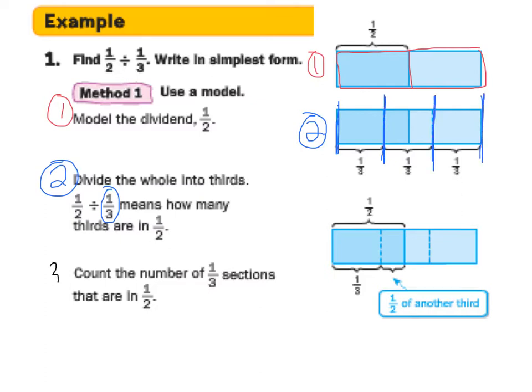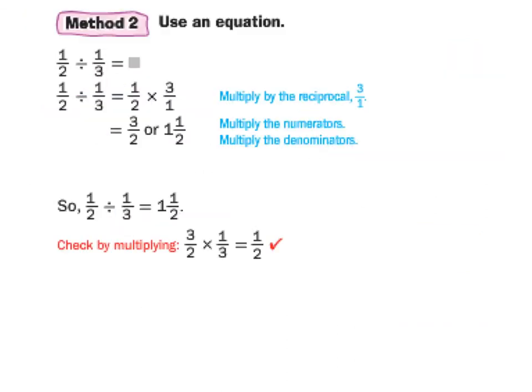And then step 3, they said count the number of 1/3 sections in a half, and so that's represented here in this last picture, that there's 1 and a half of another section of a third. So to me, it doesn't really lay it out all that nice. It's a little hard for me to understand. So I would prefer that we kind of ignore this one and go ahead and go to method number 2. So using method 2, I'm going to go ahead and write my little reminder up here. We're going to keep, change, and flip. Remember, flip means use the reciprocal.